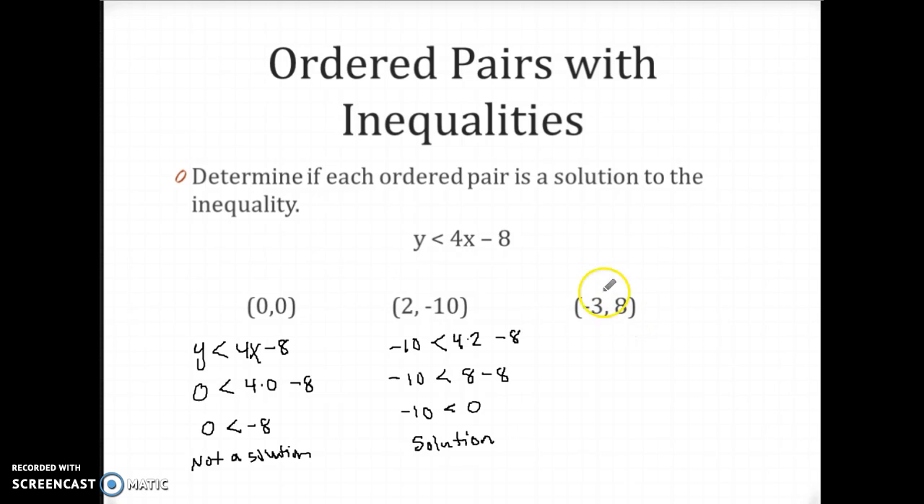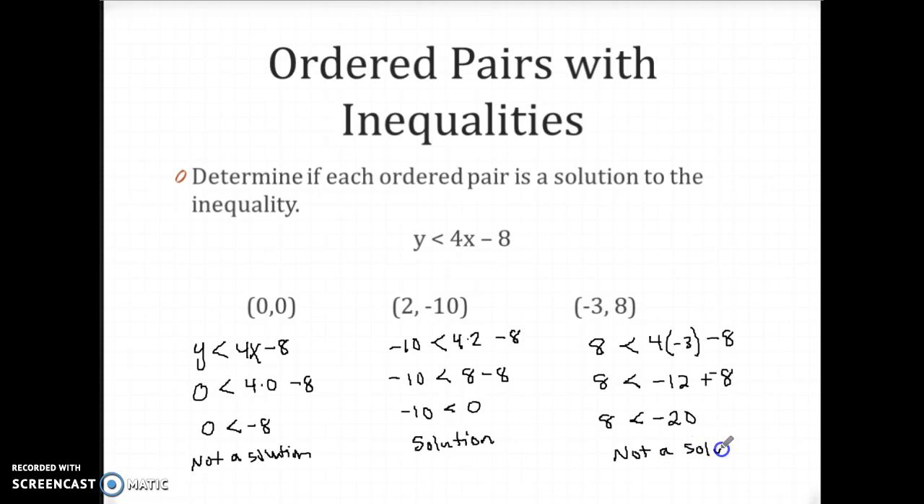Last example, plugging in 8 for y. So 8 is less than 4 times a negative 3 minus 8. 8 is less than negative 12 minus 8. Think of that as adding the opposite, so negative 12 plus negative 8, or negative 20. Well, 8 is not less than negative 20, so this one is not a solution.